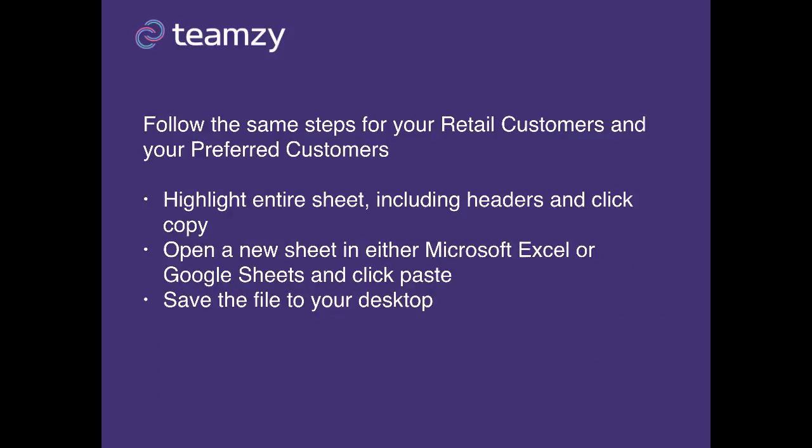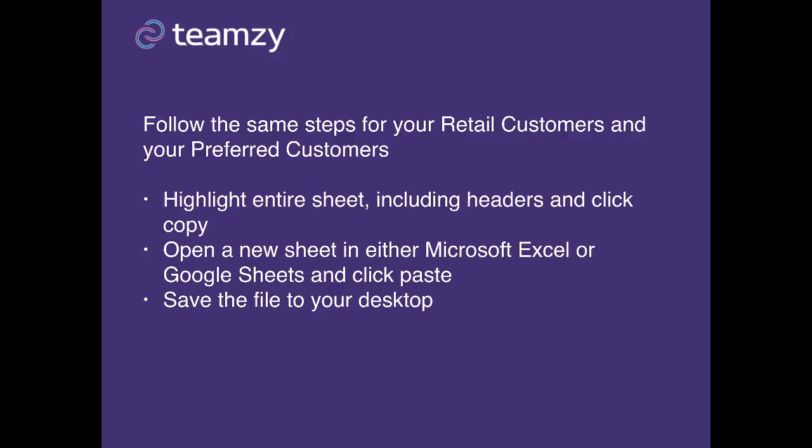Great. Now go back to the reports page and do the same steps for your retail customers and your preferred customers. You're going to highlight those and create sheets for each one of them: getting the headers, only the sheet, highlight it, copy it, paste it, and save those files to your desktop. So now you will have 3 files saved to your desktop: your downline report, your retail customers, and your preferred customers. Are you with me?